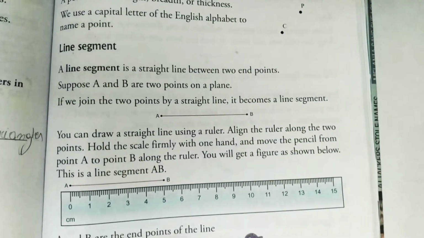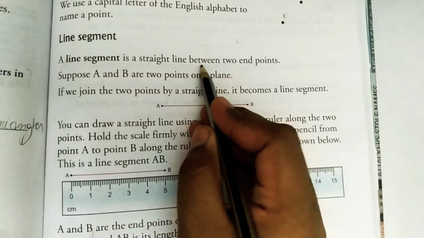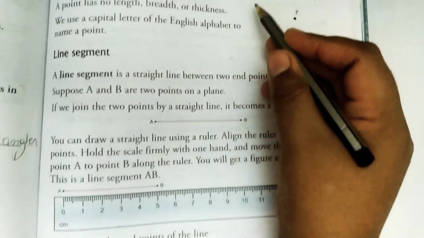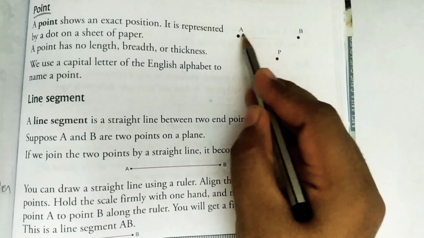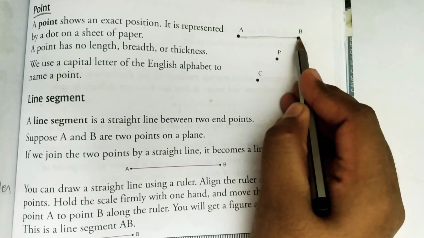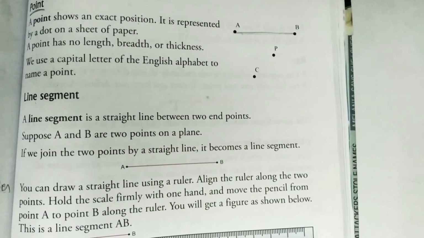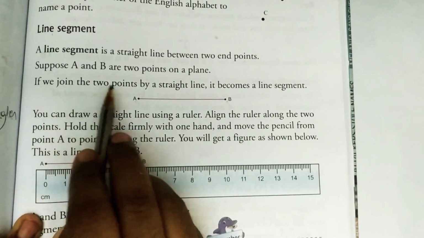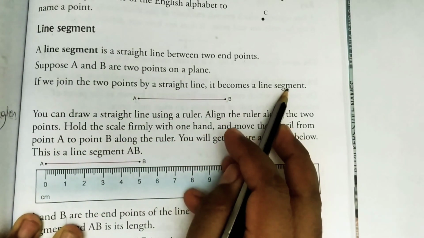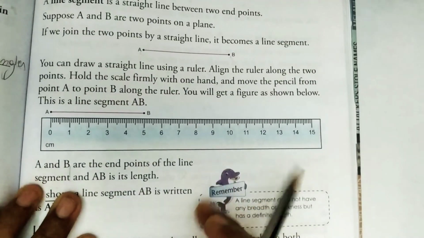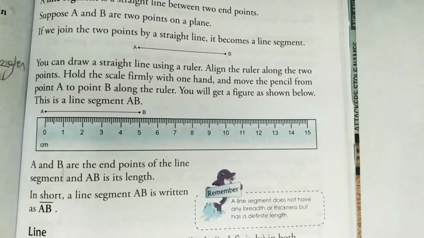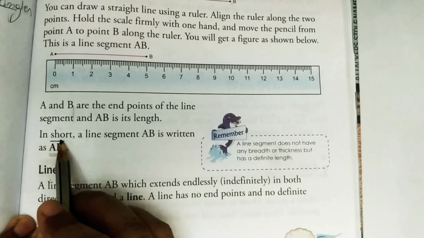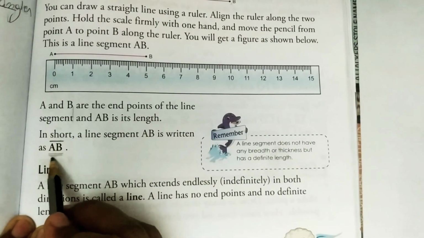Now let's move to line segments. Line segment is a straight line between 2 endpoints. So if we have 2 endpoints, for example over here A and B, and we draw a line, so AB becomes a line segment, right? Similarly, we have a line segment AB over here, right? So if we join the 2 points by a straight line, it becomes a line segment. We can measure line segments using a scale, right? In short, we can represent it by using AB and a dash on top. It is the manner in which it is represented.